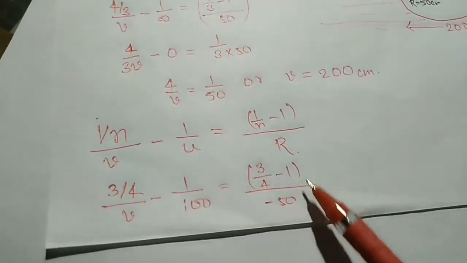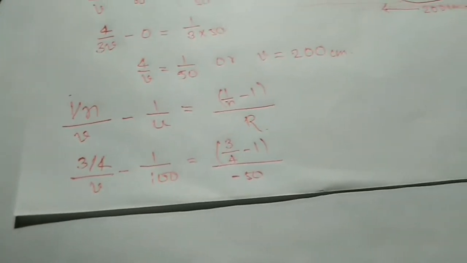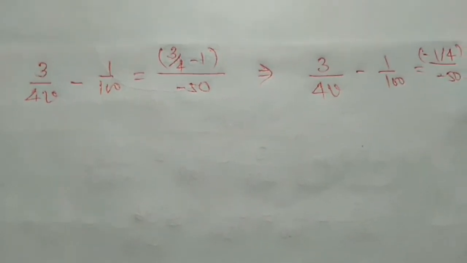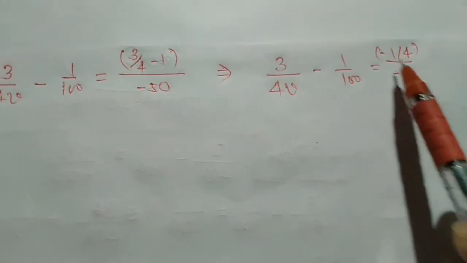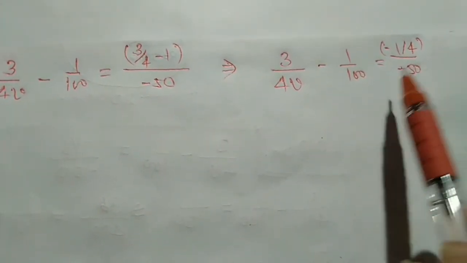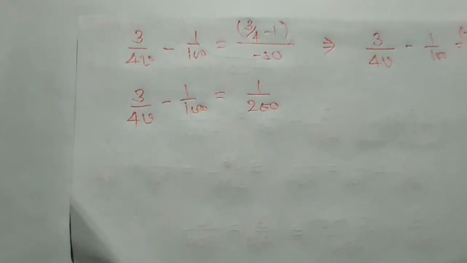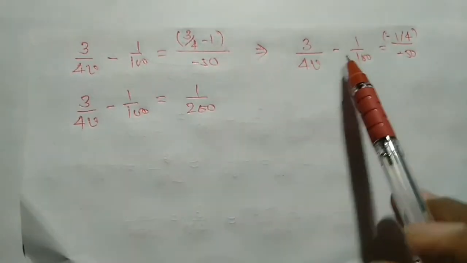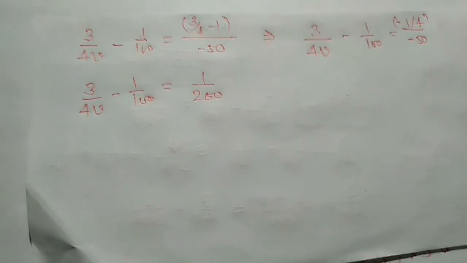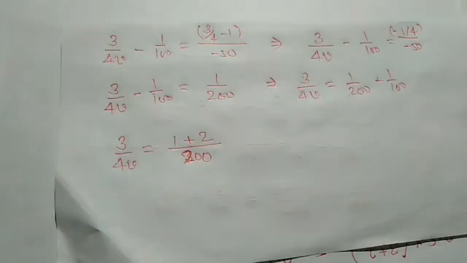The value of U is 1 upon 100, 1 upon n is 3/4 minus 1, and minus 50, because the radius of curvature for this surface will be negative. So here it comes. Let's solve it further. 3/4 minus 1 will give minus 1/4, and minus 50, because the radius of curvature was negative, so this negative will be cancelled. Let's do further. 3/4V as it is, minus 100 as it is. 1/4 multiplied with 50, so 1 upon 50 becomes 1 upon 200. Taking 1 upon 100 to the other side and taking the LCM, see what happens.